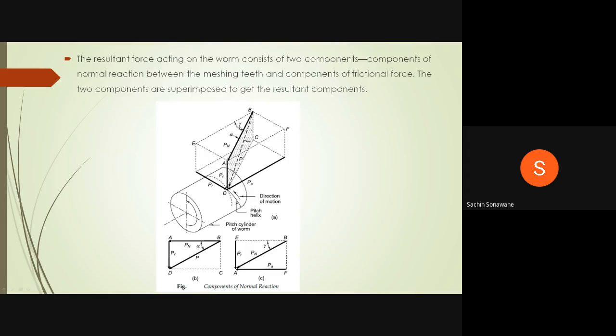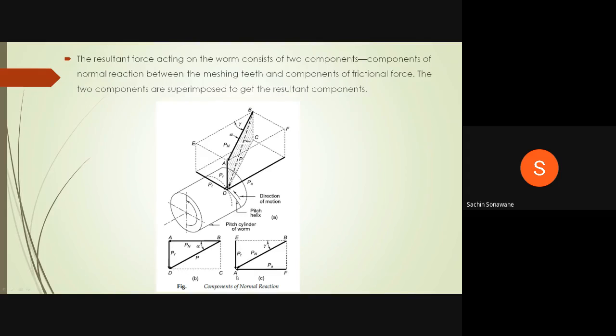Therefore, gamma is nothing but lead angle. Alpha is nothing but pressure angle. Therefore, A, B, C, D. We have taken A, B, C, D rectangle outside. AB indicates normal force or normal reaction. PR is nothing but radial force, which is indicated by AD, which is equal to BC.